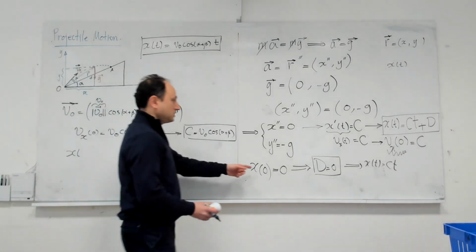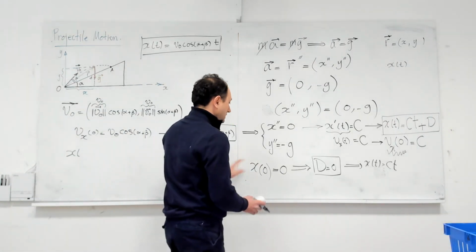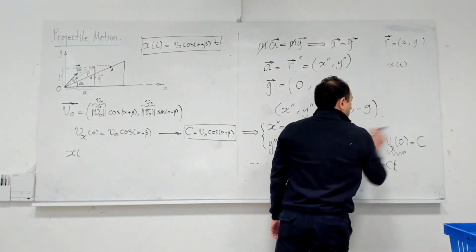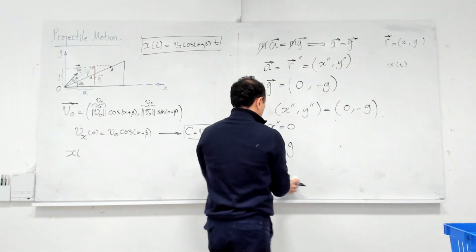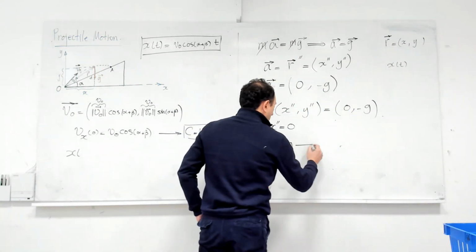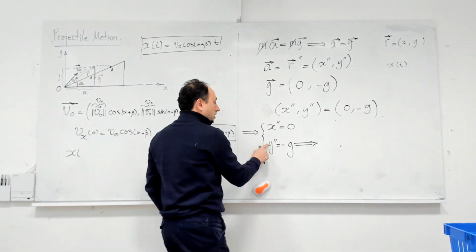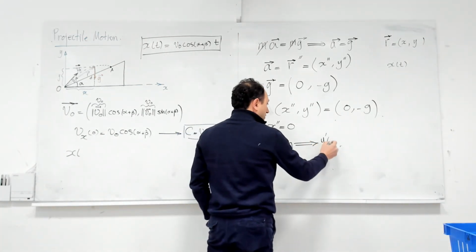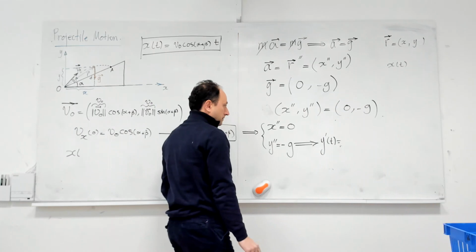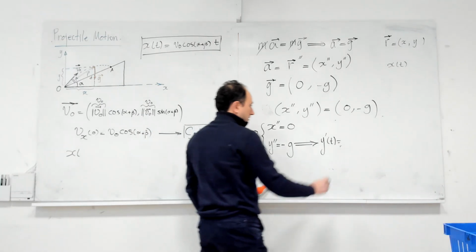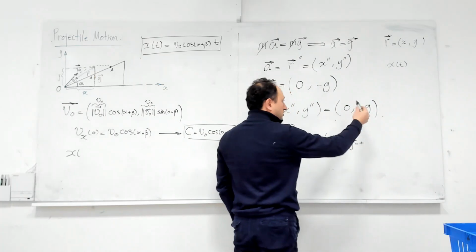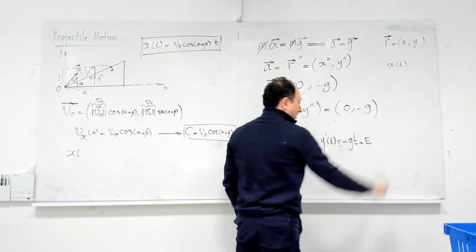Let me just clean this one, because we have already done x of t, so I don't need it. Yeah, let me clean this. And just now concentrate on the second equation here. So what is y prime? Y is a function of time again. Its second derivative is minus g, so it means that its first derivative is what? What is the first derivative? Minus g t plus a constant. I have used c and d. Let me use e this time.